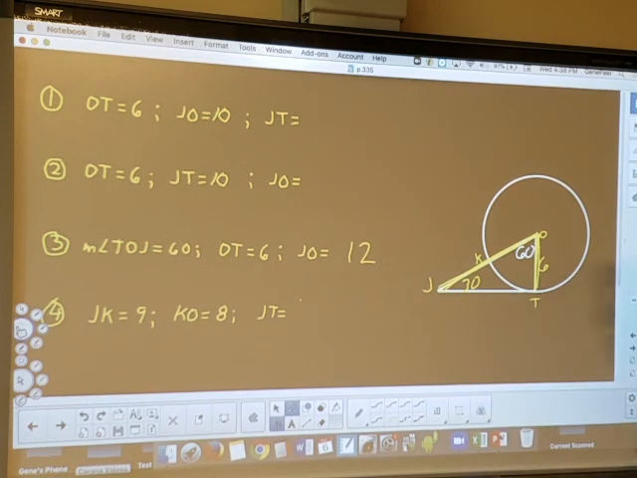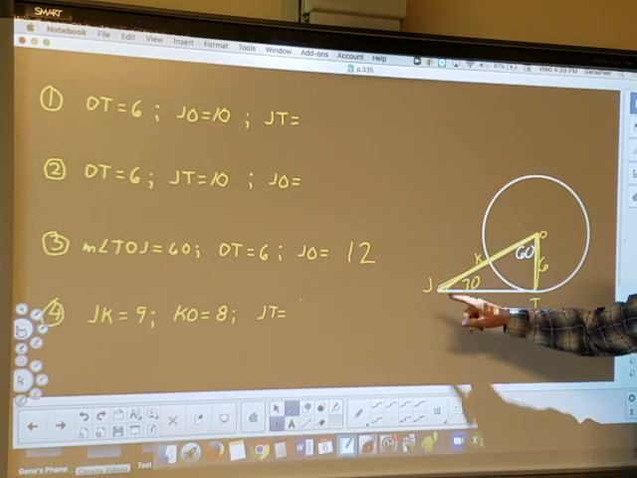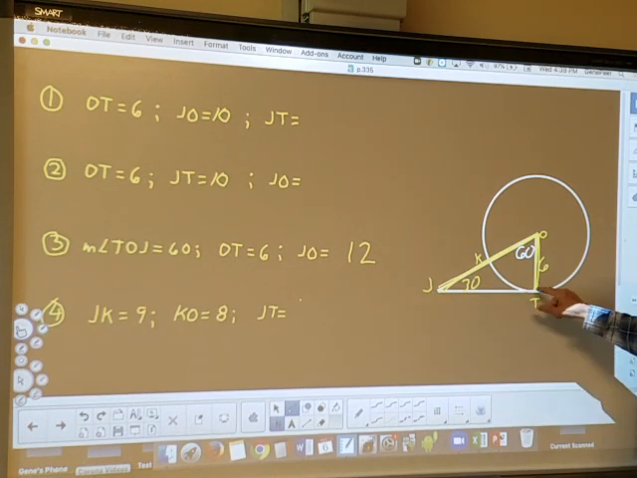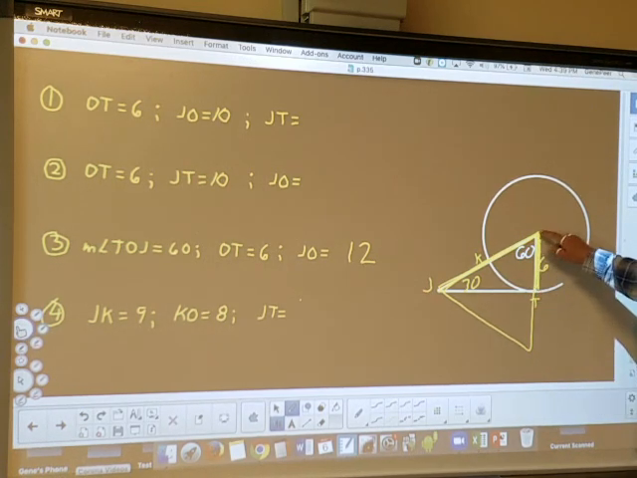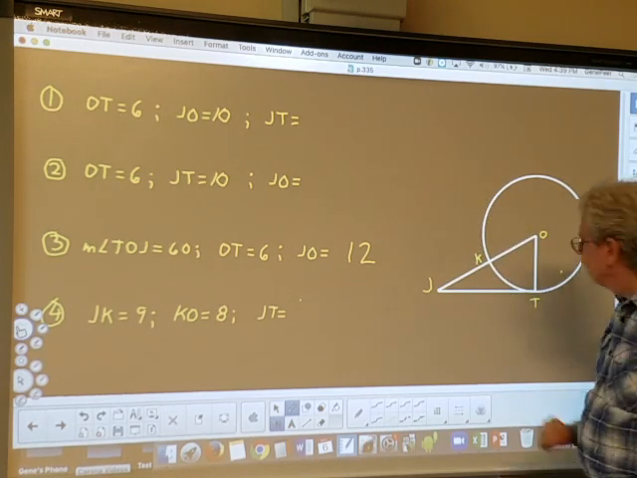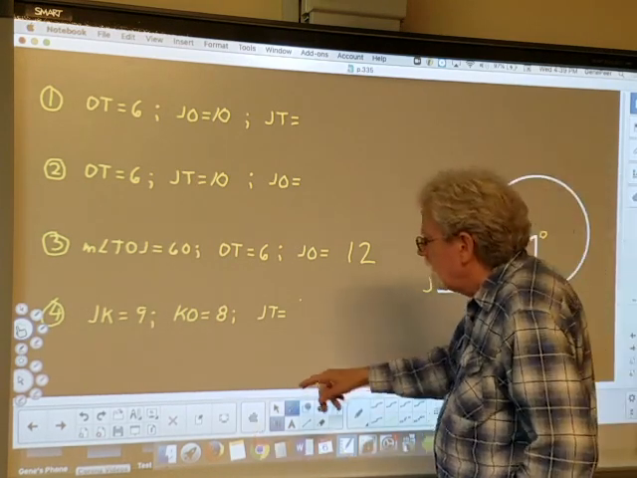By the way, why is that true? Reviewing chapter 8 very briefly. Because a 30-60 triangle is just half of an equilateral triangle. So of course this is half of that. Because it's half of an equilateral triangle. Moving on. Number 4.